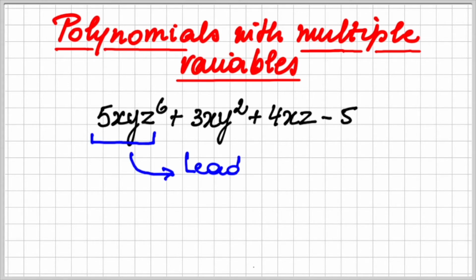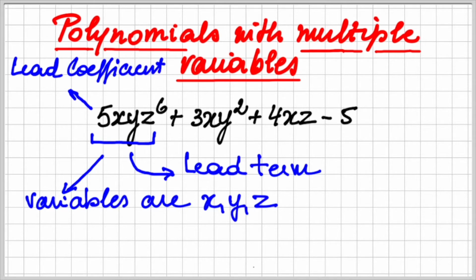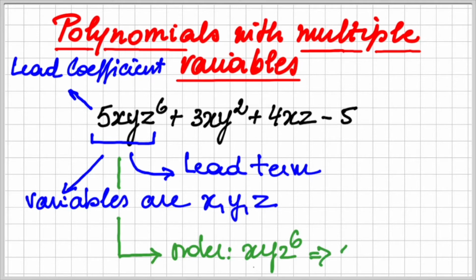Now when we look at the lead term, 5xyz to the power 6, in this we find the variables x, y, and z, and we find the lead coefficient, which is 5, and finally we find the order, which is xyz to the power 6, and we have to add the orders of all the variables. So in this case, x and y have order or power 1, z is to the sixth power, so we have 1 plus 1 plus 6 is equal to 8.